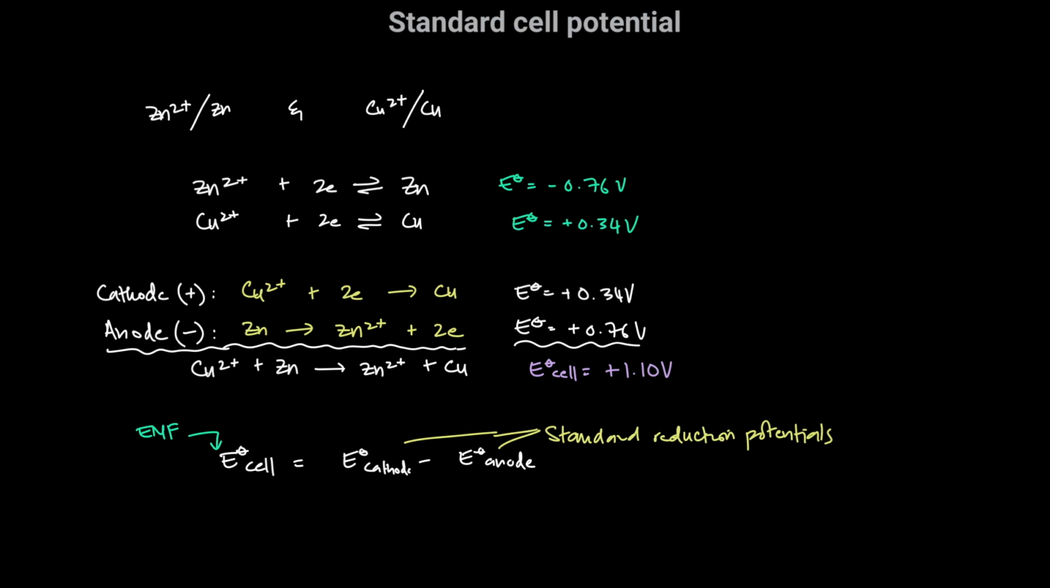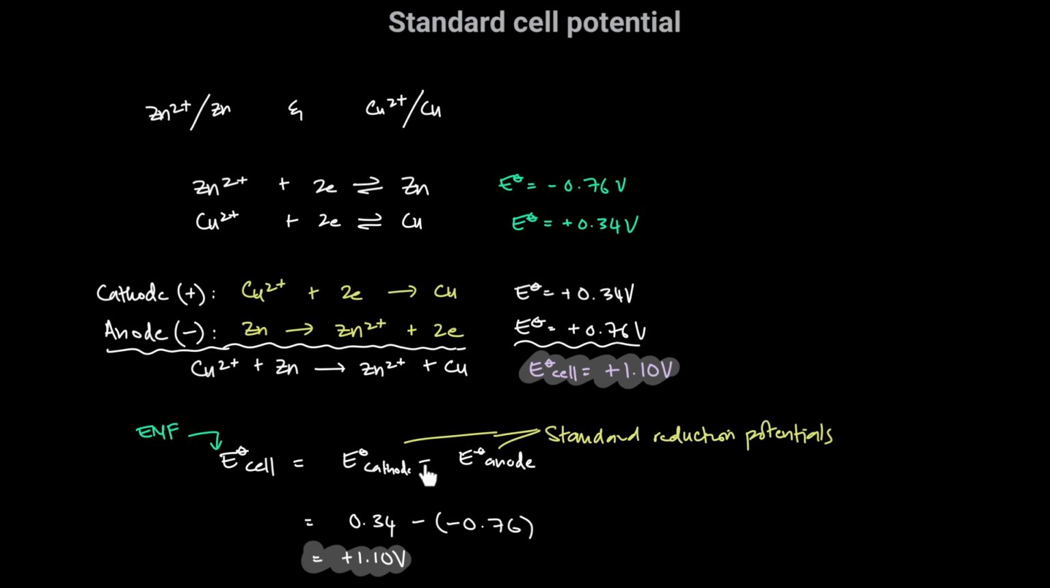Our cathode is the copper 2+, the copper electrode. The standard reduction potential for that is 0.34, and our anode is zinc. The standard reduction potential for that is negative 0.76. So we can say 0.34 minus negative 0.76, and this comes out to plus 1.10 volts. So we get the same answer as we did here.